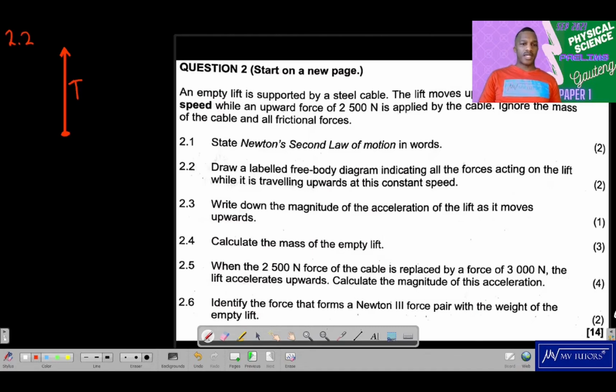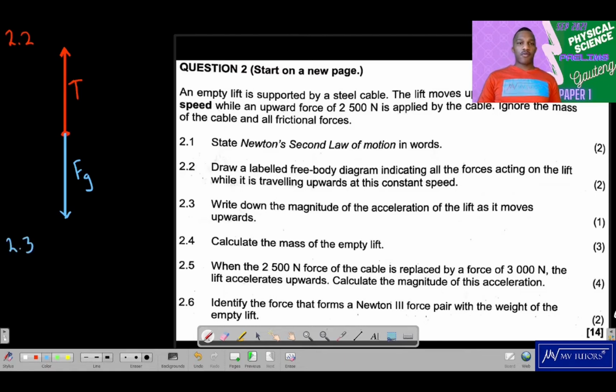It's going up, and then we've got another force going down. Maybe let's give it a different color, but this one is going down, just like that. This is what we call the force due to gravity, Fg. These are all the forces that are acting on this thing. All right, that's it. Now let's continue. It says, write down the magnitude of acceleration of the lift as it moves upwards. We are now in 2.3.